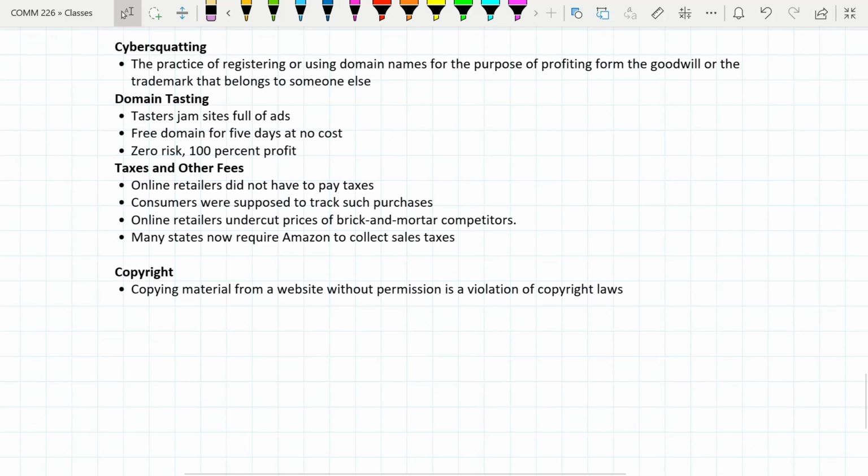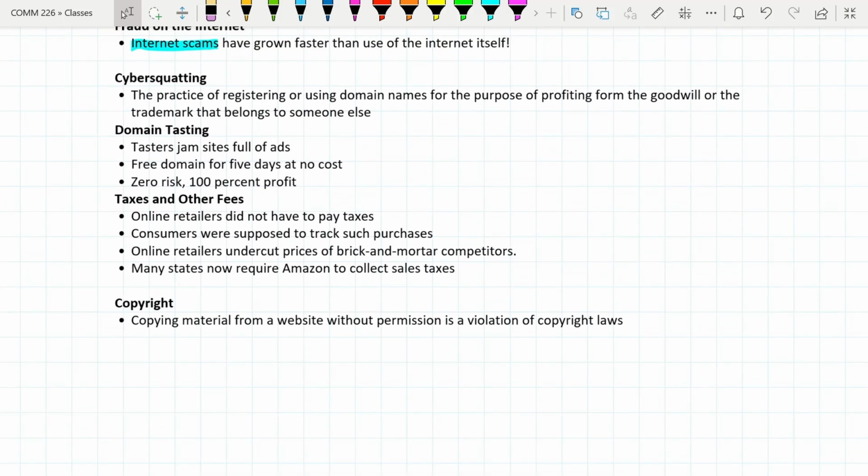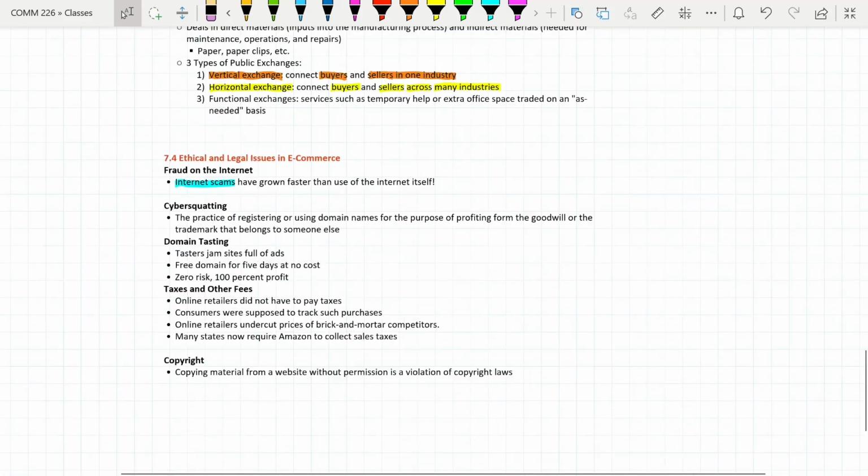So taxes and other fees, well, online retailers did not have to pay taxes. Consumers were supposed to track such purchases. Online retailers undercut prices to brick and mortar competitors, but now many states require retailers such as Amazon to collect sales tax because they saw this as an unfair advantage for online retailers such as Amazon, where they don't have to pay tax compared to actual store taxes. So copyright, well, copying material from a website without permission is a violation of copyright laws. So that is it. Thank you.